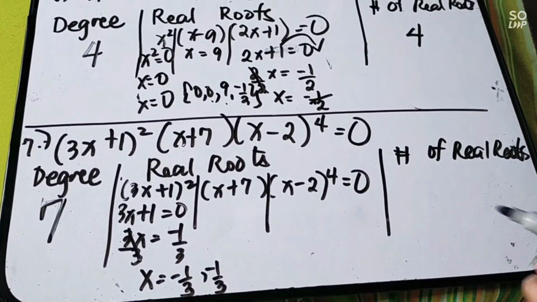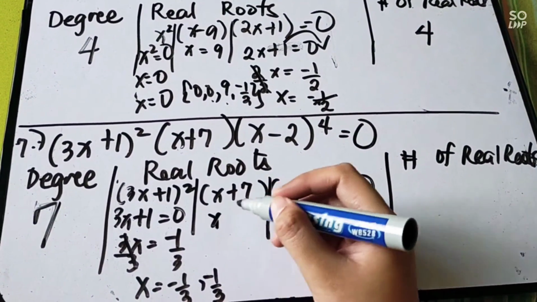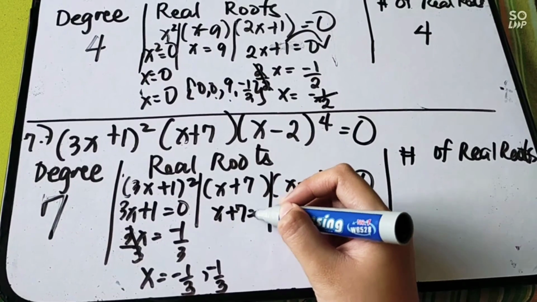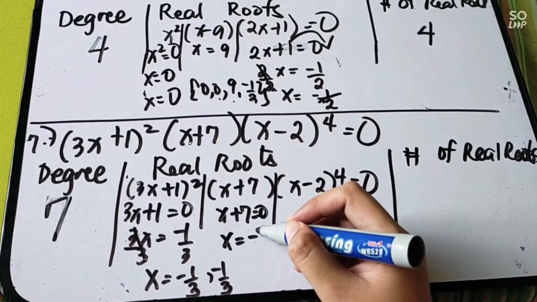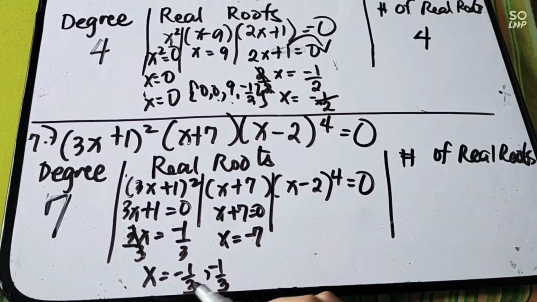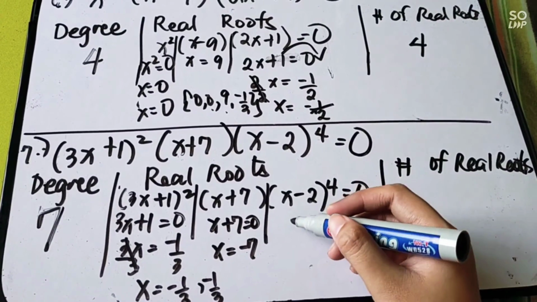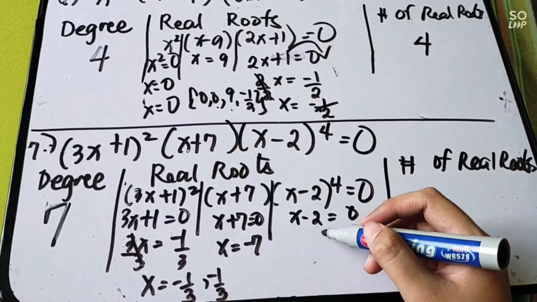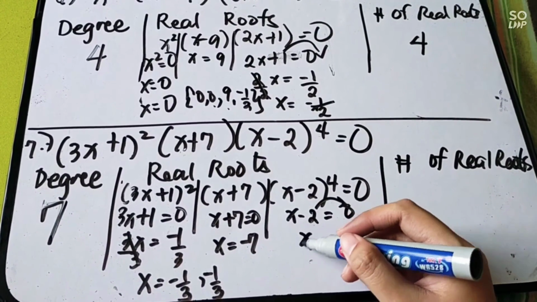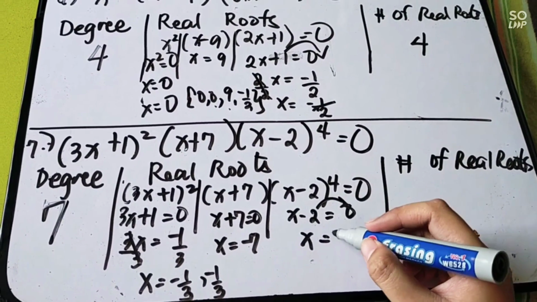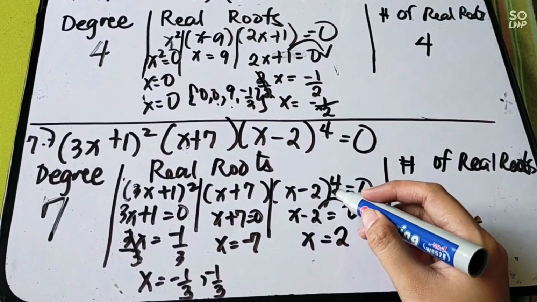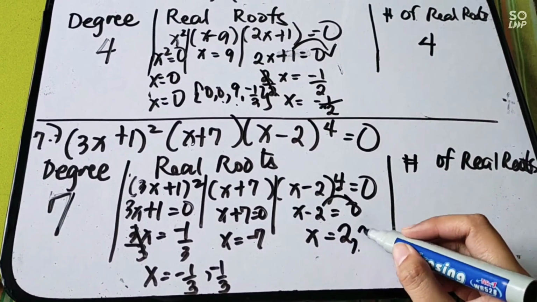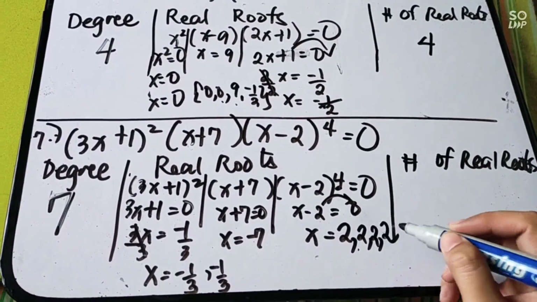2 times. So, this one, we have x plus 7 is equals to 0. X is equals to negative 7. Tatlo na. Isa, dalawa, tatlo. Next tayo. X minus 2 is equals to 0. Yung 2, lipat mo lang ulit. So, x is equals to positive 2. Ilan beses daw? The exponent is 4. So, 4 na 2. Ayan.